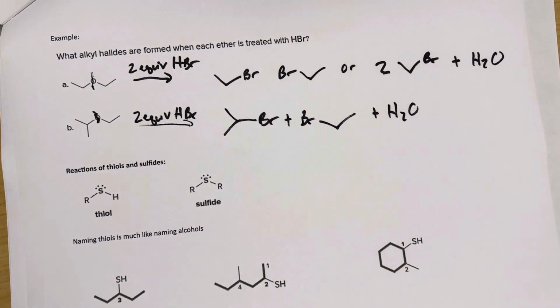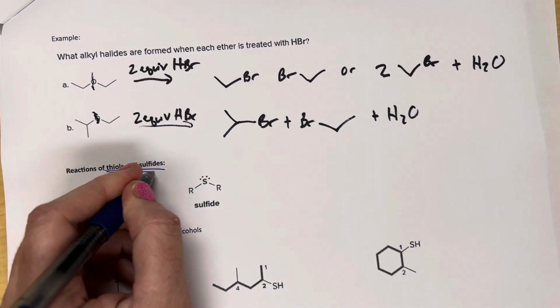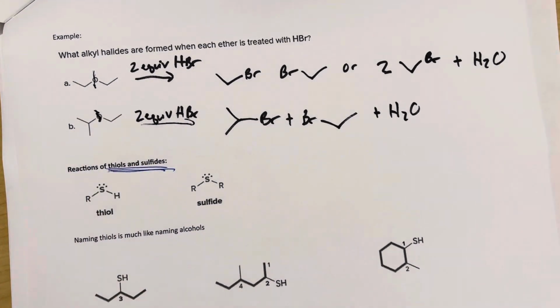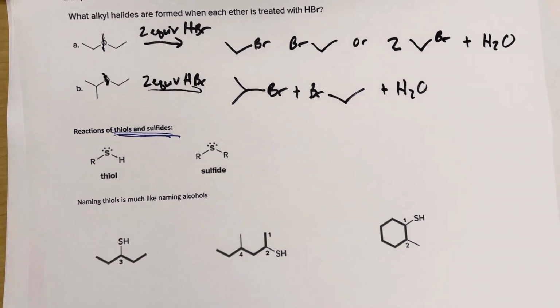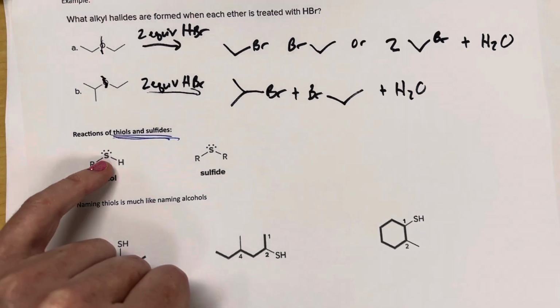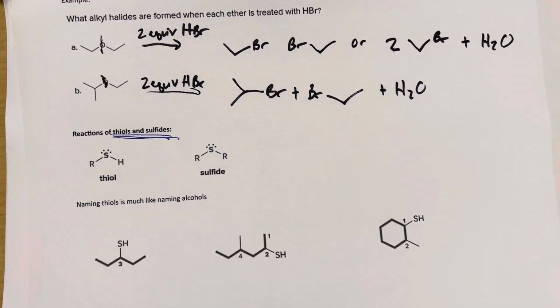All right, we're going to talk about thiols and sulfides a little bit. Before we get into there, you should probably know what a thiol is. I believe we've talked about it briefly in our functional groups. But a thiol is some kind of R group to an S to an H. And a sulfide kind of looks like an ether, but it's a sulfur instead of an oxygen.